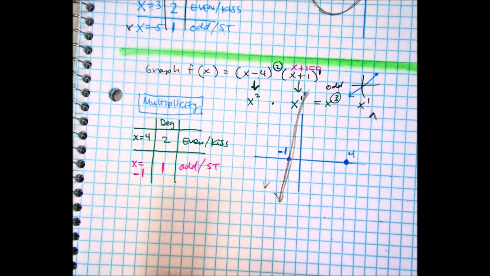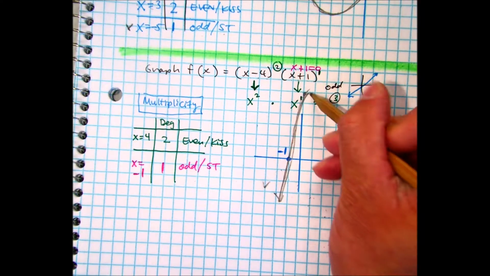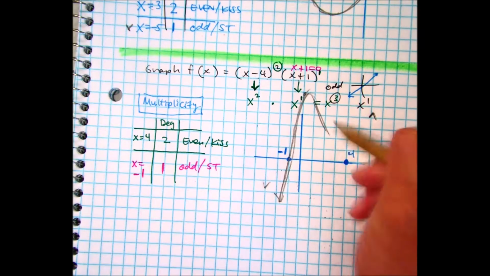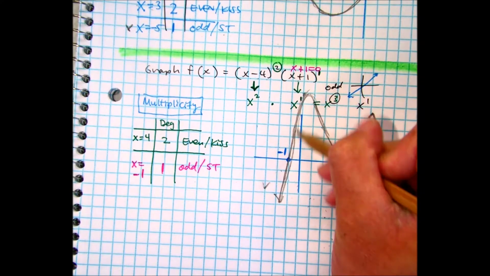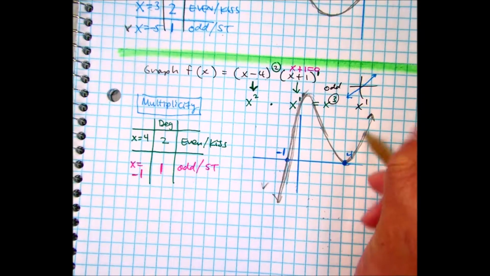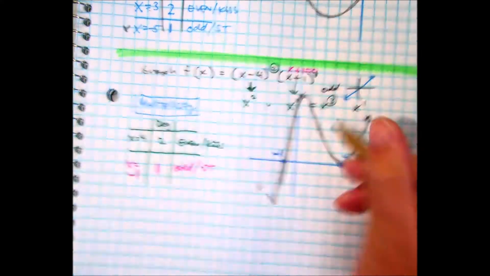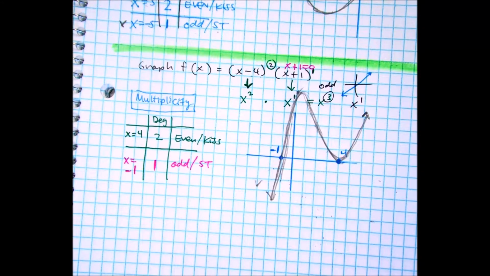And then, as I approach 4, what's going to happen? You've got to kiss it. It's going to bounce off. It's going to bounce off the x-axis. So my graph's going to look something like that.